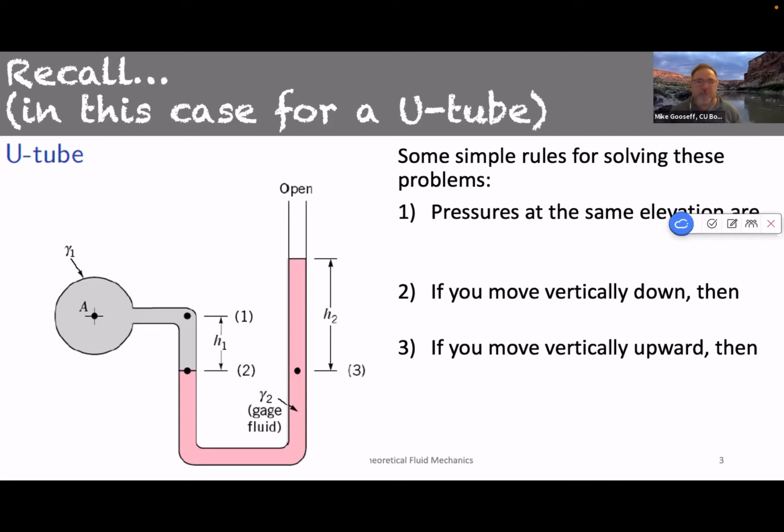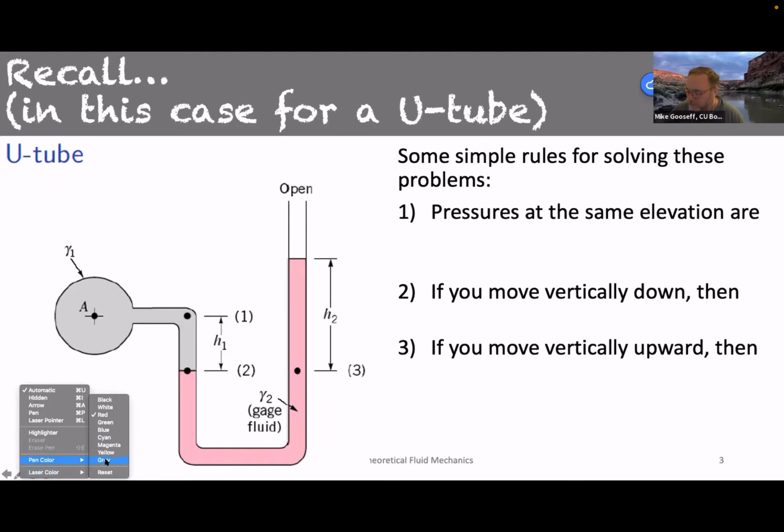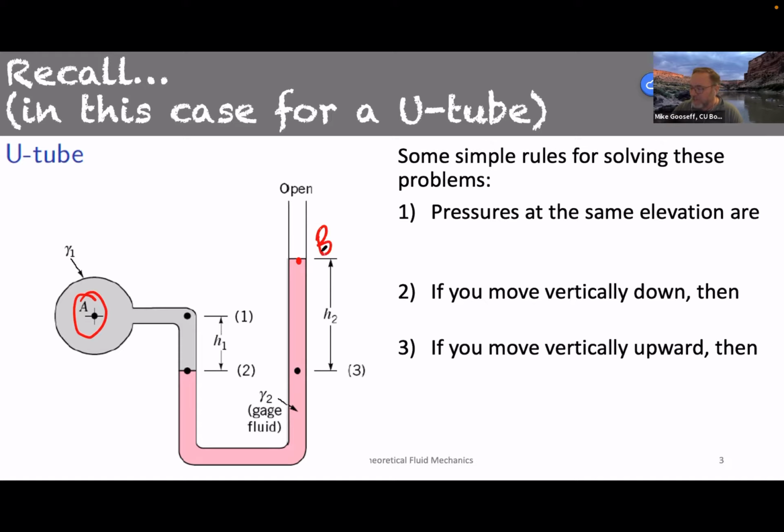Remember manometers. Here's a simple U-tube manometer, but essentially when we talk about manometers, if we were working from A to, let's just call this B, we would work our way from here to here. We'd work from here to here, and then we know that this pressure is the same as this pressure over on the other side. And so pressures at the same elevation are the same.